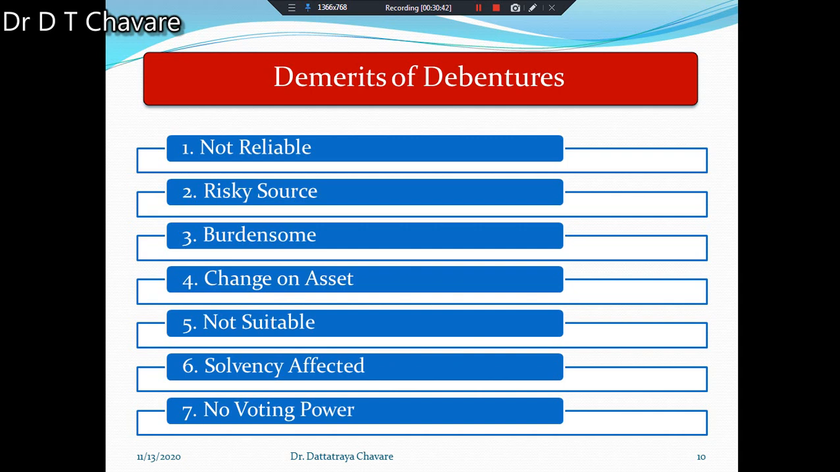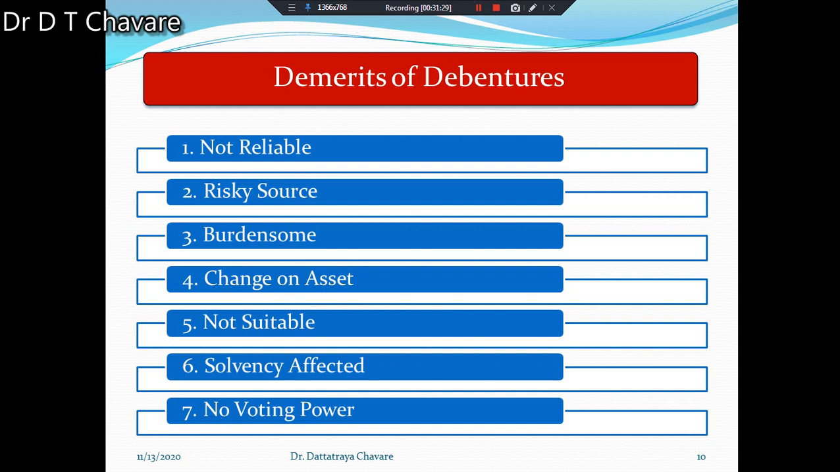Then the next demerit, the sixth, is solvency affected. There is a definite liability to be discharged by the company at the agreed time. If the company cannot make any provision for repayment at the appropriate time, it has to face the risk and its solvency is affected. That's why that is also another demerit. And the last demerit we have to study is no voting power. The debenture holders do not enjoy any voting power, thus they have no voice in the management of the company. In this way, these are the 7 demerits of the debentures.